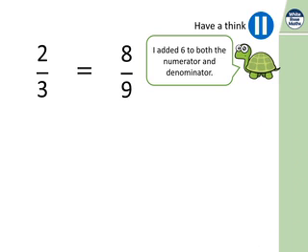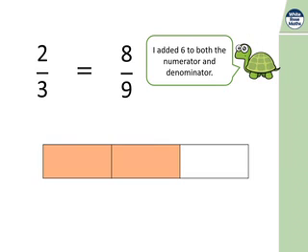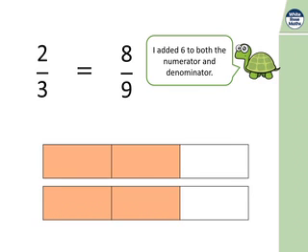Hi there, Tiny. Tiny says 2/3 is equivalent to 8/9 because they added 6 to both the numerator and denominator. Pause the video and have a think. Is Tiny correct? And can you use a diagram to support your answer? So I can show 2/3 on a bar model. And here's the same 2/3. I want to represent 9ths, so I can divide each of the thirds into 3 parts.